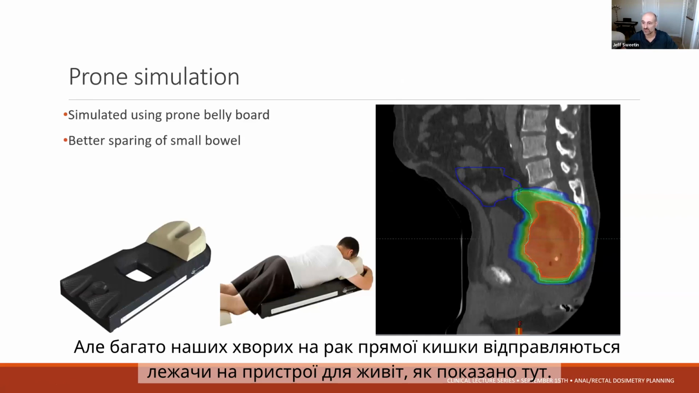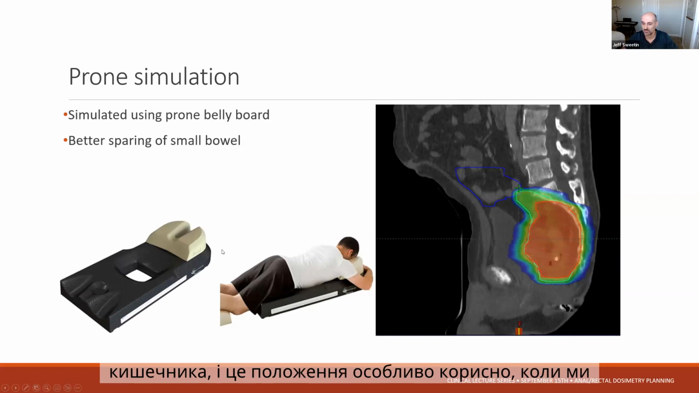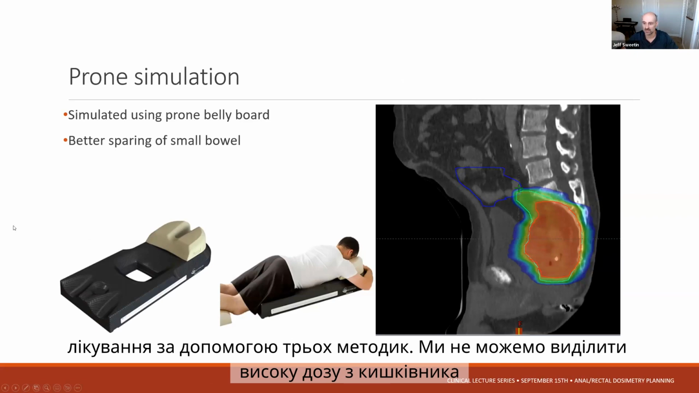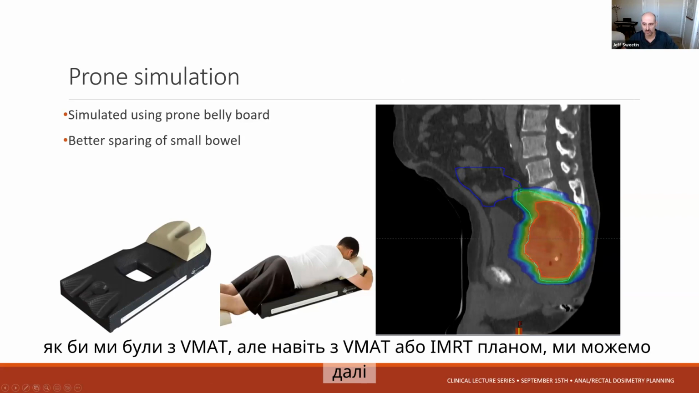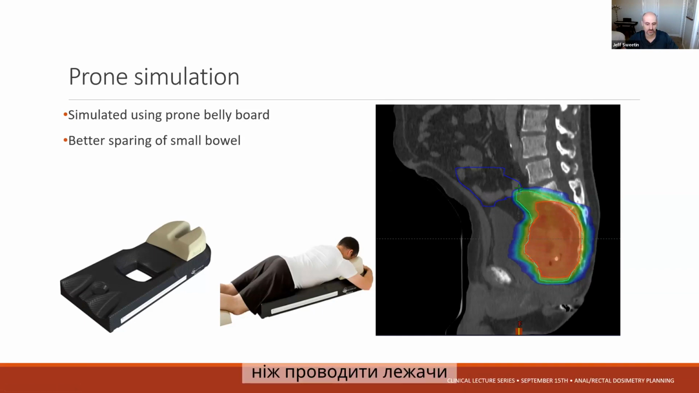Many of our anorectal cancer patients are set up prone on a belly board device, as shown here. If the patient is somewhat mobile and able to tolerate it, this position gives us better sparing of the small bowel. This position is particularly helpful when we're treating with the 3D technique, where we're unable to carve out the high dose from the bowel as we would for VMAT. But even in VMAT or IMRT plans, we can further push down the bowel dose compared to what we're able to with the patient lying supine.